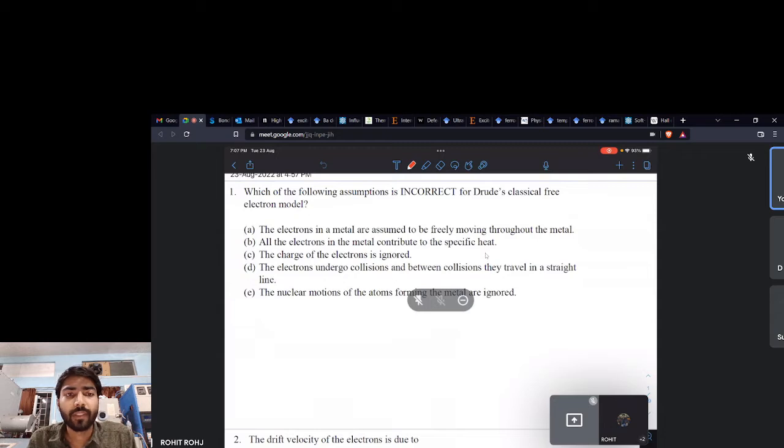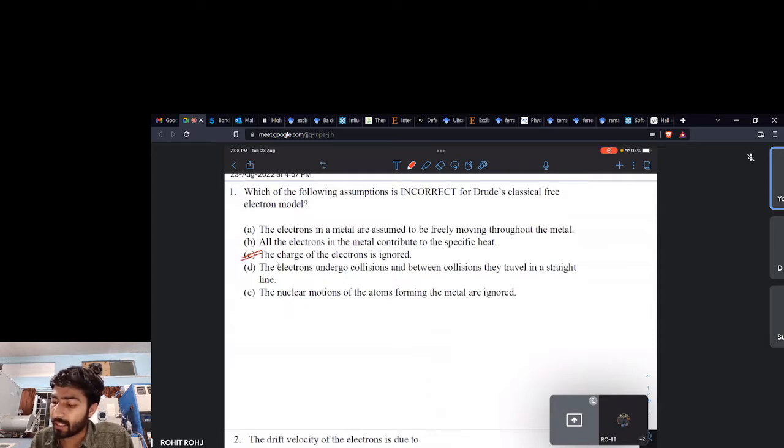The first question is, which of the following assumptions is incorrect for Drude's classical free electron model? This one is very straightforward. The electrons in the metal are assumed to be free. Yes, that is a correct assumption of Drude's model. All the electrons in metal contribute to specific heat. Yes. The charge on electrons is ignored. This is the thing that is incorrect for Drude's model, because Drude's model accounts for the negative charge of electrons.